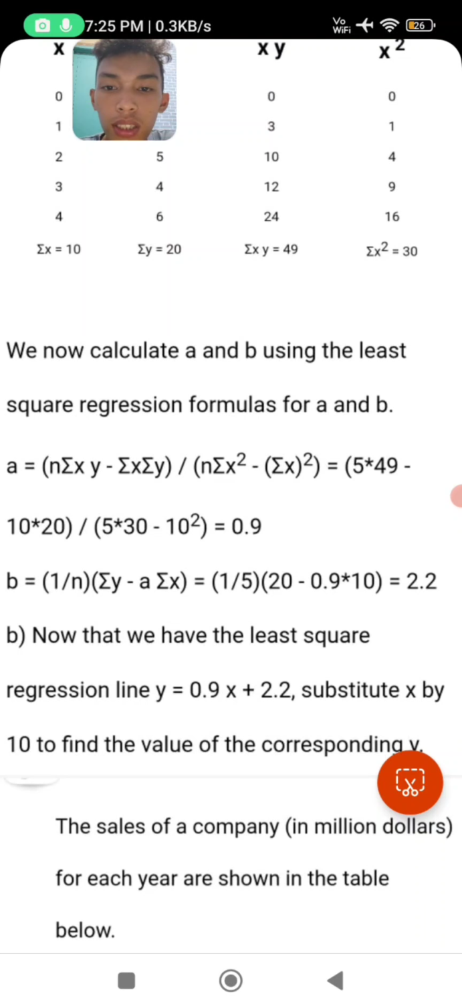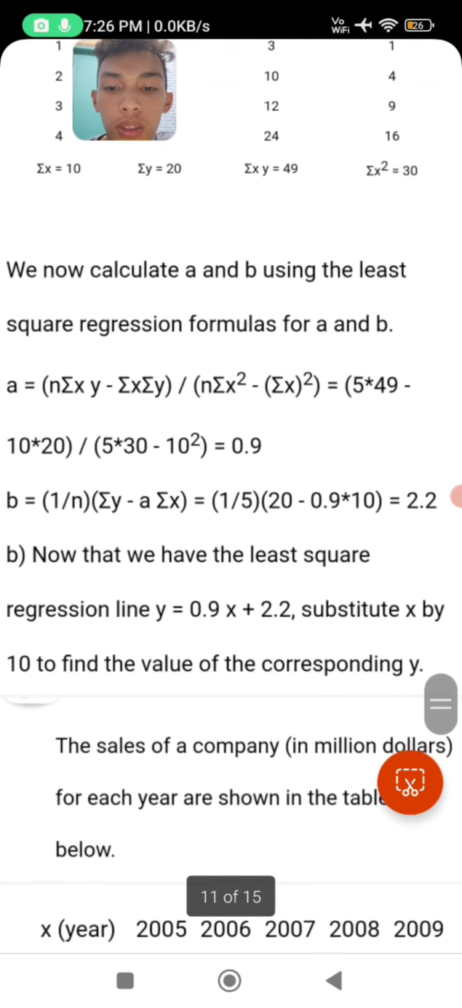We now calculate a and b using the least square regression formulas for a and b. a equals n, the number of pairs, times the sum of x and y scores, minus the sum of x scores times the sum of y scores, over n times the sum of squared x minus the sum of x scores squared, which equals 5 times 49 minus 10 times 20, over 5 times 30 minus 10 squared, equals 0.9.